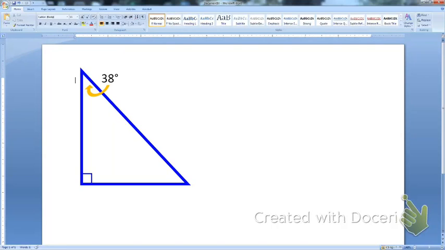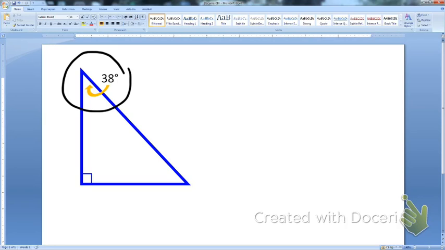Okay, in this video, we are going to learn how to find missing angles in triangles. The triangle on the screen right now has two angles labeled for us. There's one that's very obvious. It's just shouting out to us. It's the 38 up here. Let's highlight that.